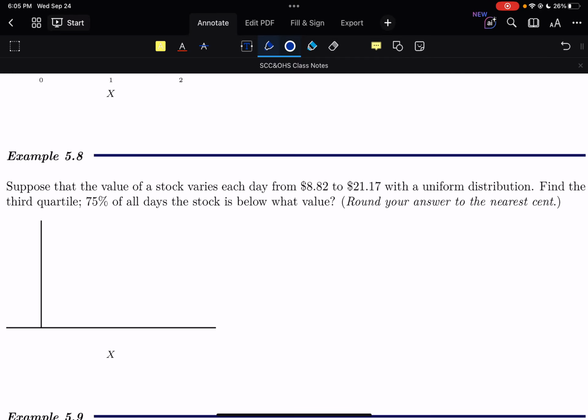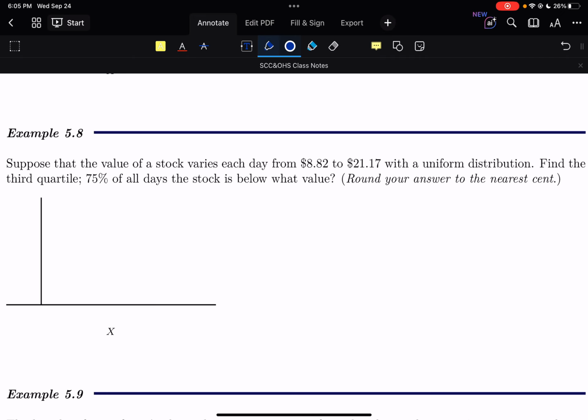Now for this one, suppose that the value of a stock varies each day from 882 to 2117 with a uniform distribution. Find the third quartile. So 75% of all days, the stock is below what value? So we're going to have our function, our semi-horizontal line, and that's going to go from 882 to 2117.